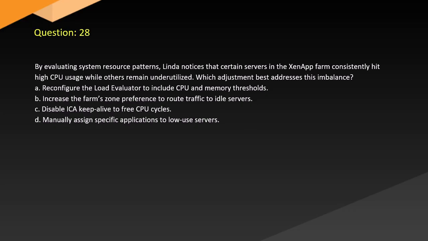Question 28. By evaluating system resource patterns, Linden notices that certain servers in the XenApp farm consistently hit high CPU usage while others remain underutilized. Which adjustment best addresses this imbalance? A. Reconfigure the load evaluator to include CPU and memory thresholds. B. Increase the farm zone preference to route traffic to idle servers. C. Disable ICA keep alive to free CPU cycles. D. Manually assign specific applications to low-use servers.